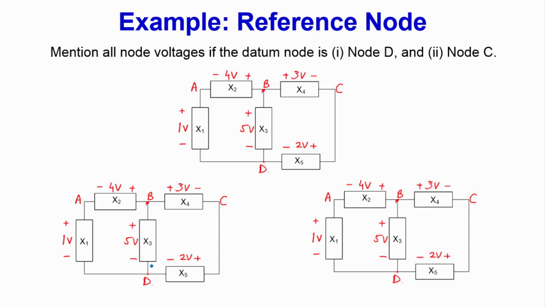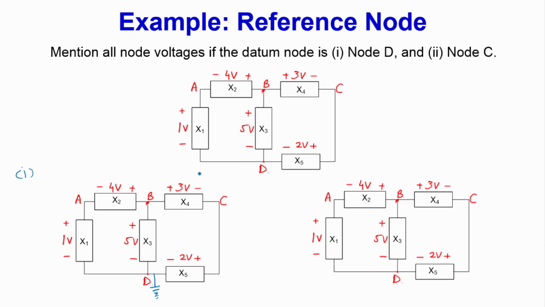First of all, in this first case, let's choose node D as the datum node, and I'm going to draw this datum node symbol. And of course, this datum node is going to have a voltage of 0.